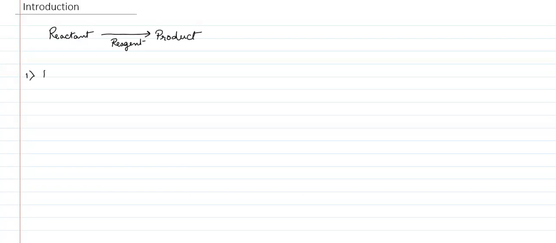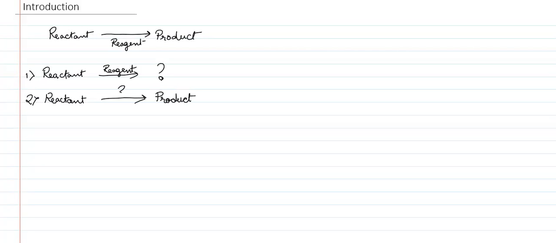So the first one is where you've been given the reactant, you've been given the reagent, but you need to say what the product is. The answer is going to be the product itself. The second type is where you've been given the reactant and you've been given the product, but you need to answer what the reagent is.